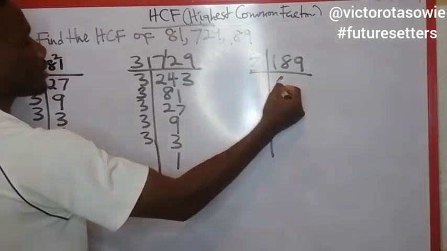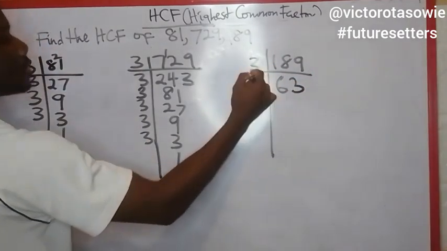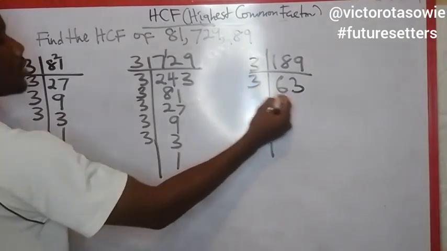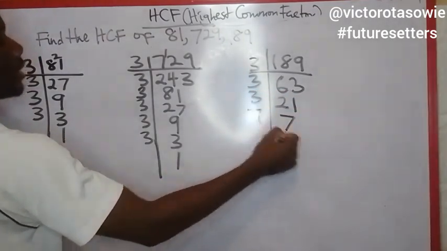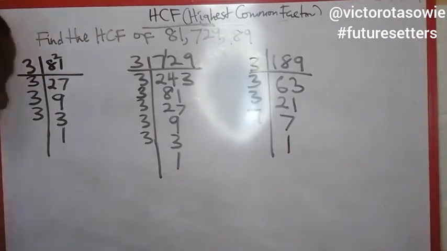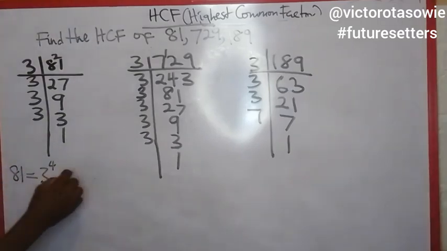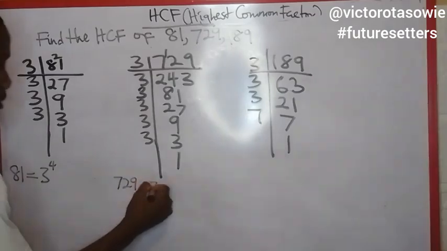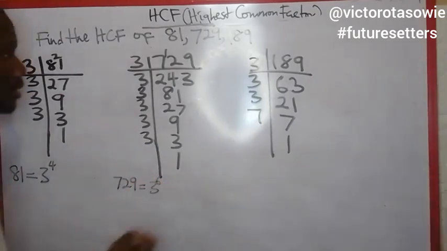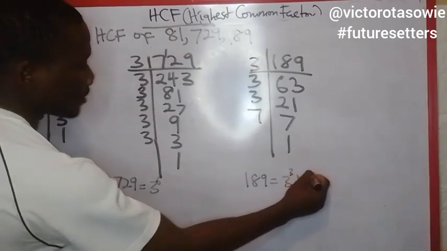Now let's try 3. 3 into 189, 63. 3 into 63, 21. 3 into 21, 7. 7 here, 1. Now after doing this, like we did the other time, we'll have that 81 equal to 3 raised to power 4. In the next part, 729 equal to 3 raised to power 6. In the next part, 189 equal to 3 raised to power 3 times 7.